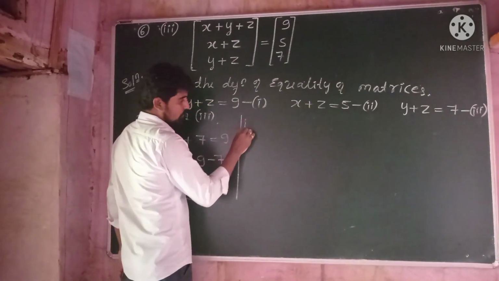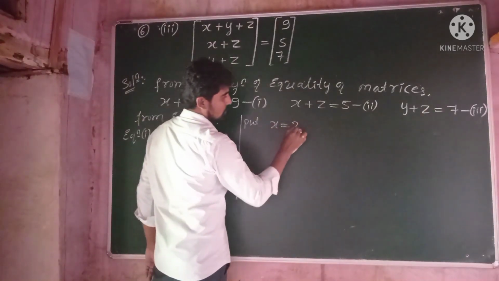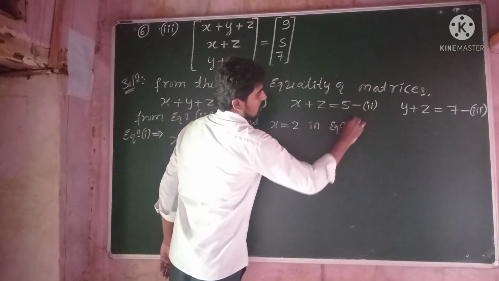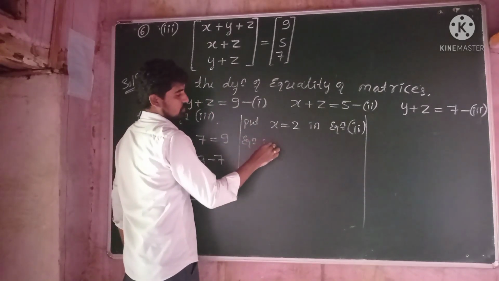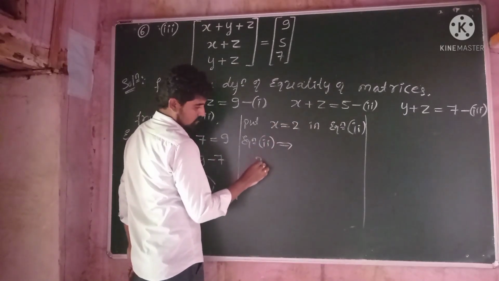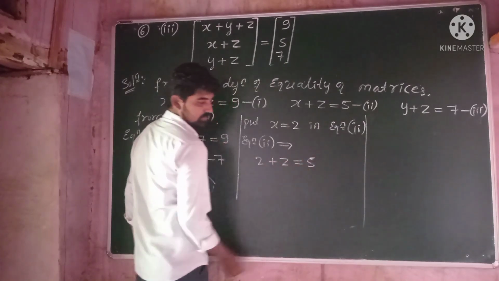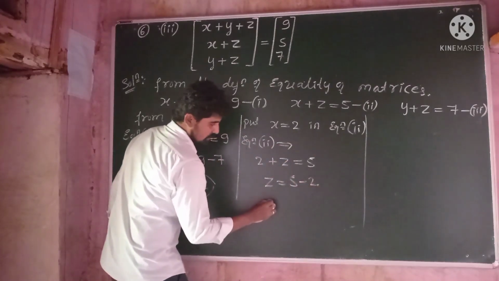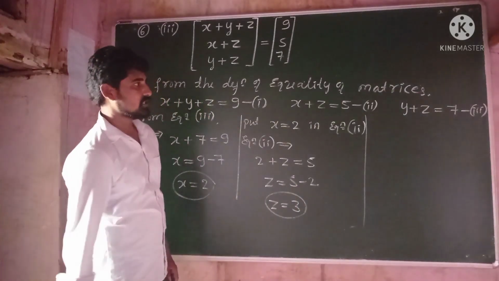What is the next step? Put x is equal to 2 in which equation? Equation 2. Therefore, equation 2 implies, in place of x, 2 plus z is unknown as it is, which is equal to 5. Therefore, z is equal to 5 minus 2. The value of z is equal to 5 minus 2 is 3. I hope all of you understanding.